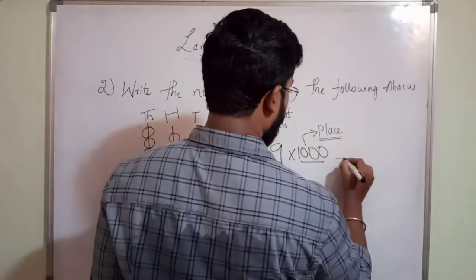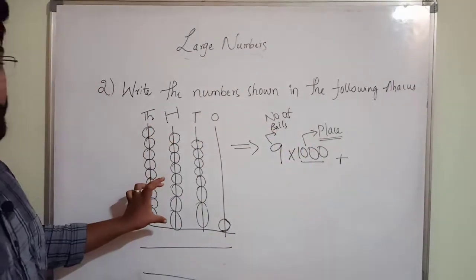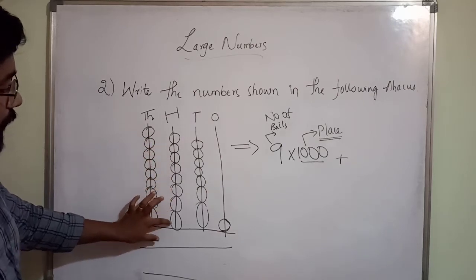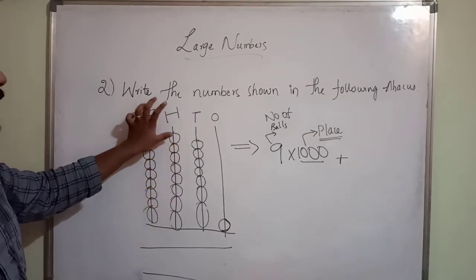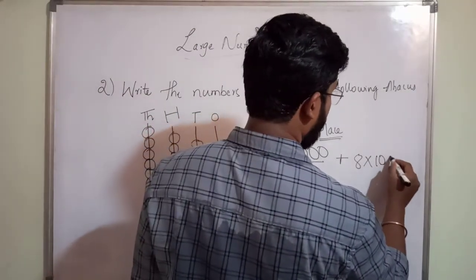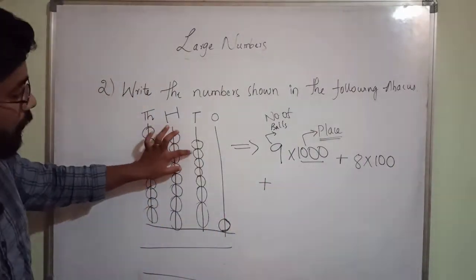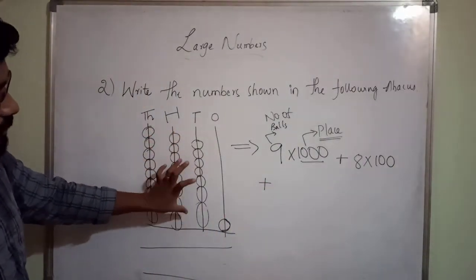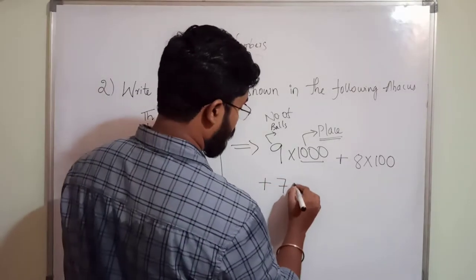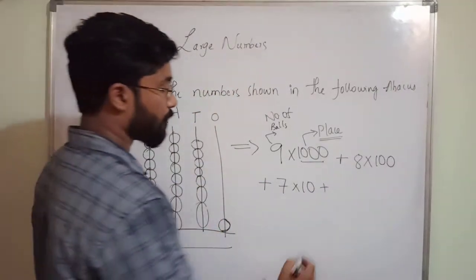Next one. Follow the same. Number of balls into the place value. 1 2 3 4 5 6 7 8. 8 balls. In which place? Hundreds place. 8 into 100 plus 1 2 3 4 5 6 7. 7 balls. In which place? Tens place. 7 into 10. In ones place what is there? Only one ball. 1 into 1.